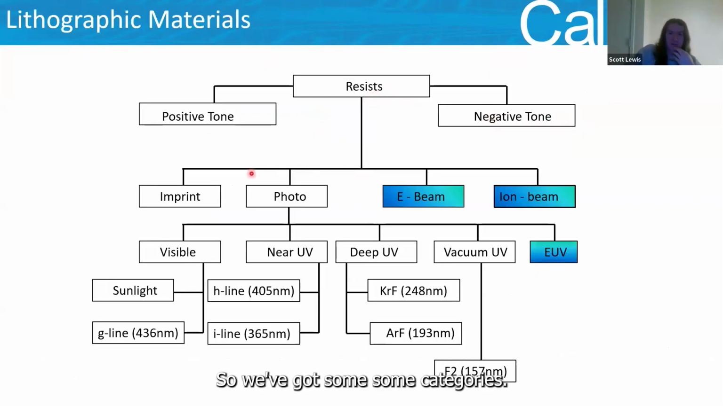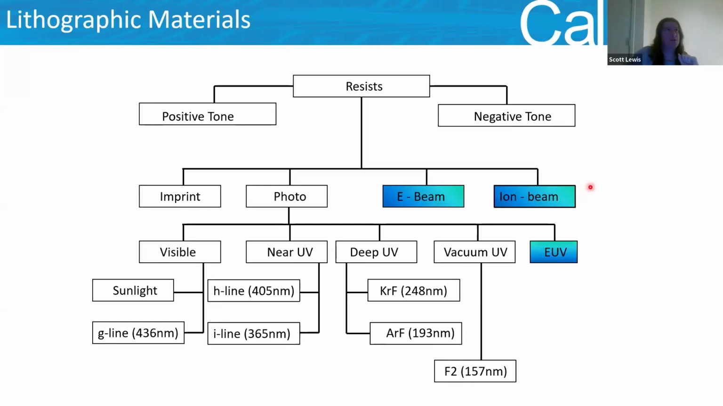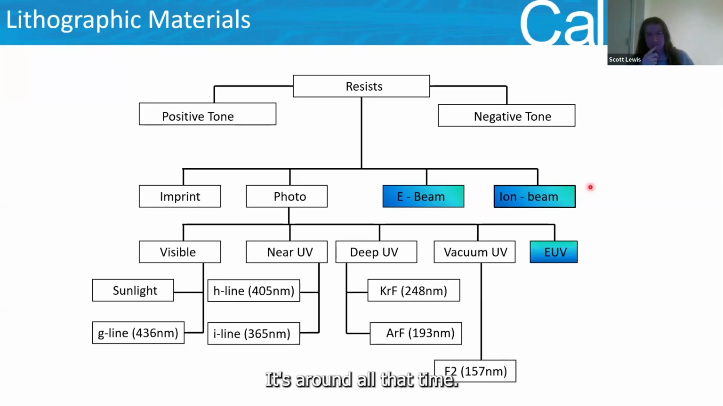So we've got some categories. As I say, I can't get funding for anything for here, so I'm not even looking at that. We've got E-beam, it's very easy to work with. And then, you know, Guy DeRose at Caltech bought an ion beam, helium ion beam, 2016. I could be wrong. It's on that order. 2008. No, we published in 2018. So 2016, whatever. It's around all that time.